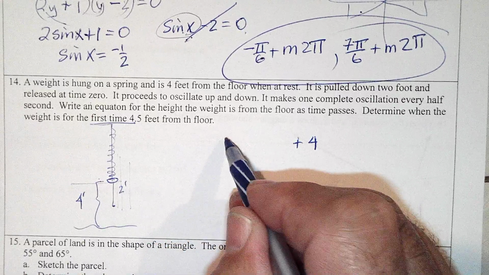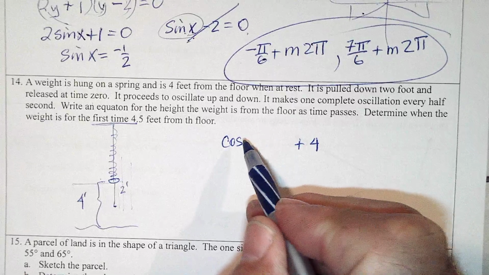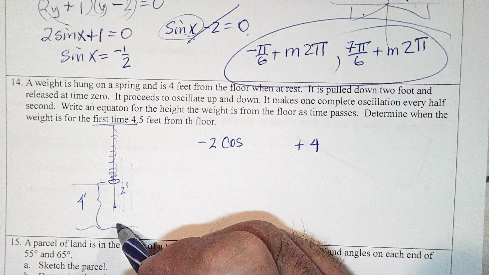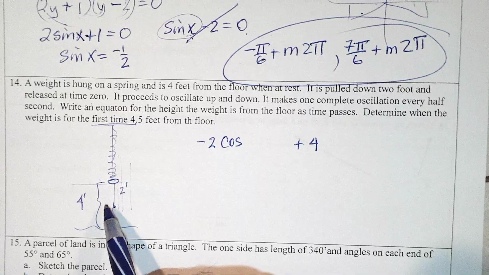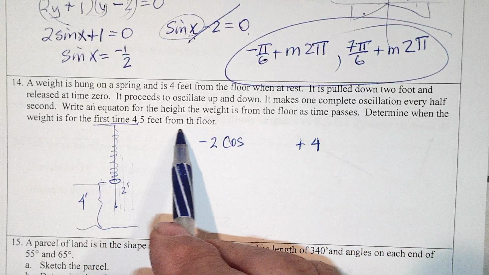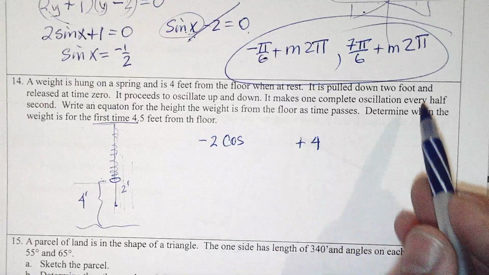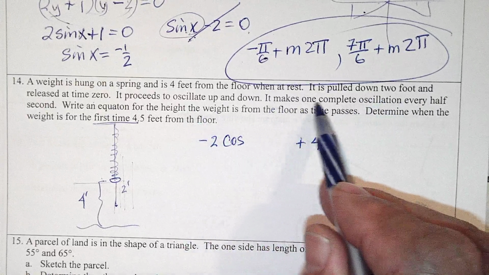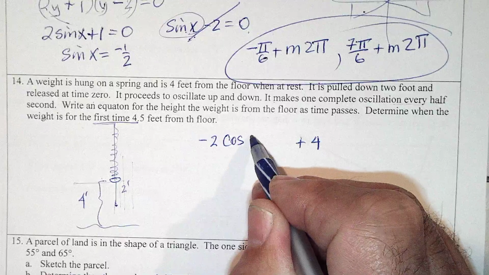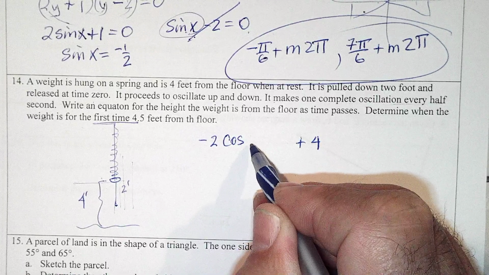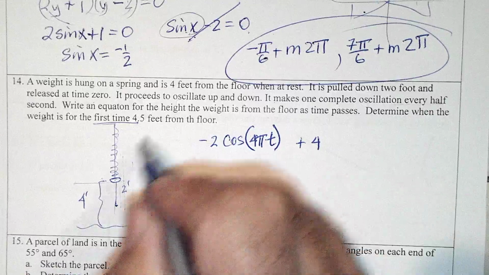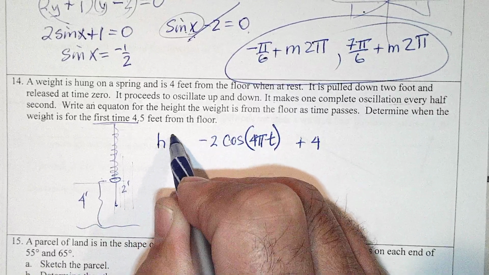I'm pulling it off, so it's going to be cosine. And it's going to be starting at minus 2 below, and it's going to go up to 2 above, and then down and up and down and up and down. And it makes one complete oscillation every half second. So we got 2 pi divided by 0.5, so that's 4 pi t. And that's going to be the height from the floor at some time.